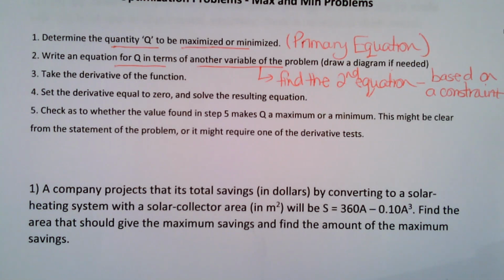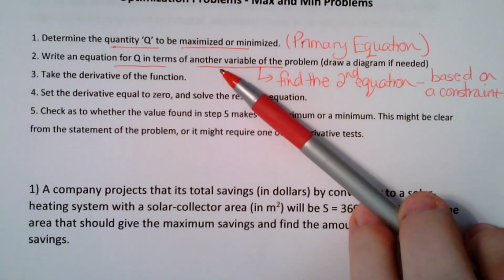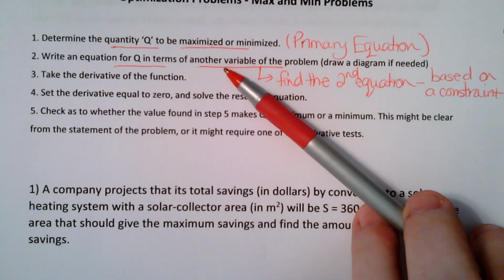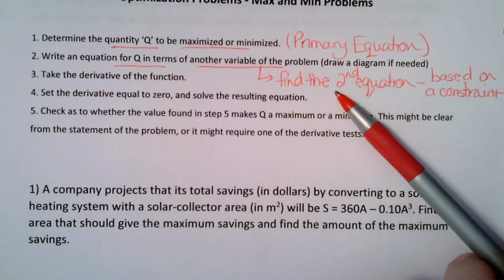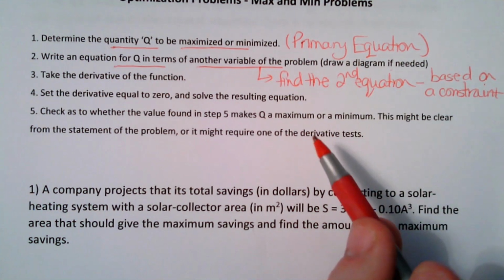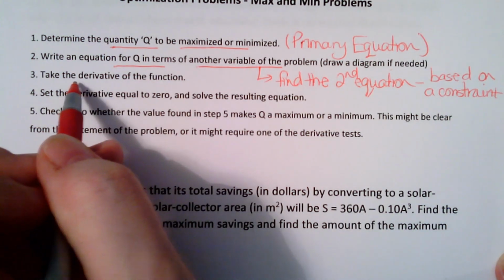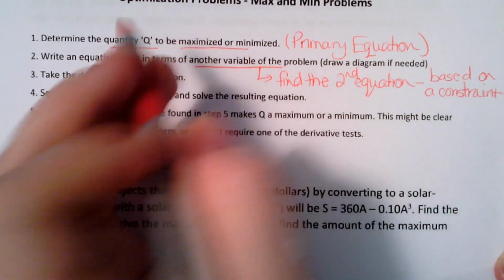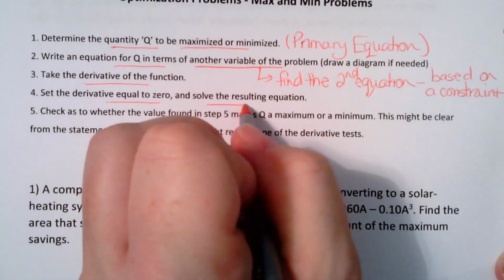So you'll have to use the second equation, the constraint, to help you design the primary equation so that it's in terms of one single variable. Because often there's more than one variable here, and the only way that we can reduce it down to one variable is by using the second equation, the constraint. It makes more sense when we do it, trust me. So once you've got your quantity to be maximized or minimized in terms of a single variable, you take the derivative, set it to 0, solve.